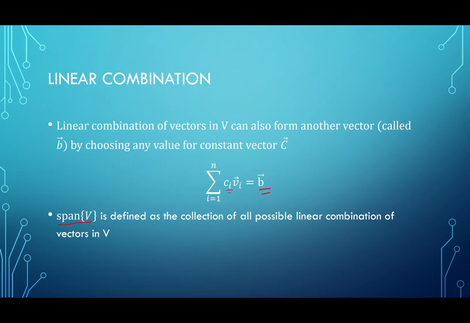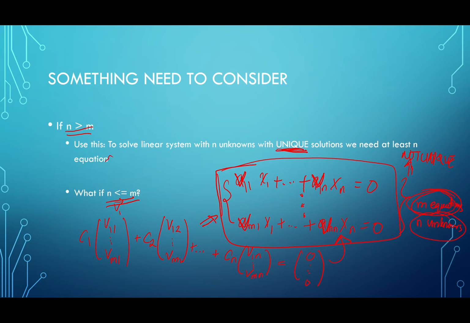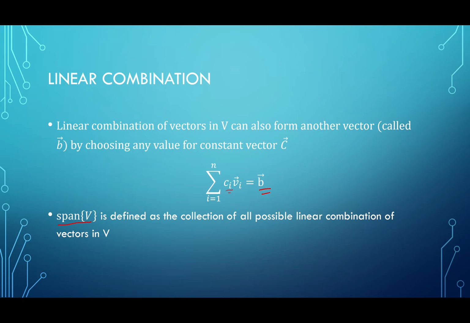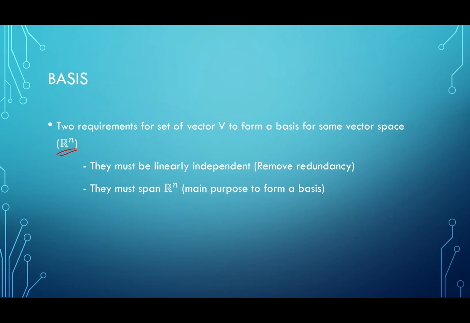Because we have previously talked about the values of n and m. When we set n smaller than or equal to m, there might be some redundancy that makes the solutions for a linear equation non-unique. So they must be linearly independent, so as to remove redundancy of the vectors. And the second requirement is that they must span Rn.